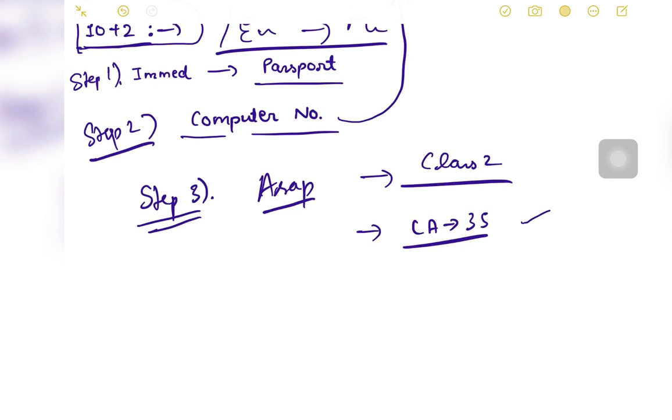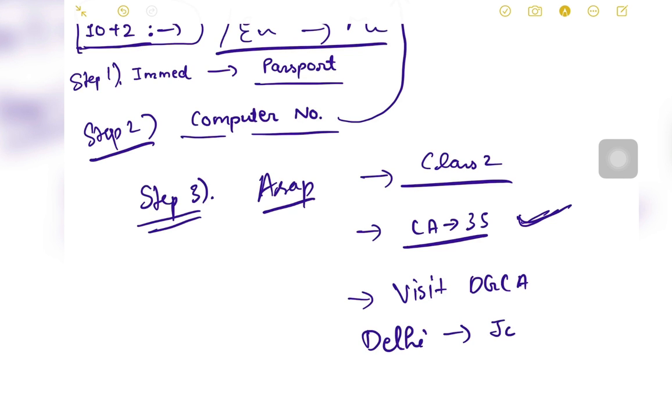So once you get this CA 35 form, after that, you need to visit the DGCA, which is in Delhi. Where in Delhi? It is exactly in Zorbag. Just Google DGCA and you will get it. It is on the yellow line.